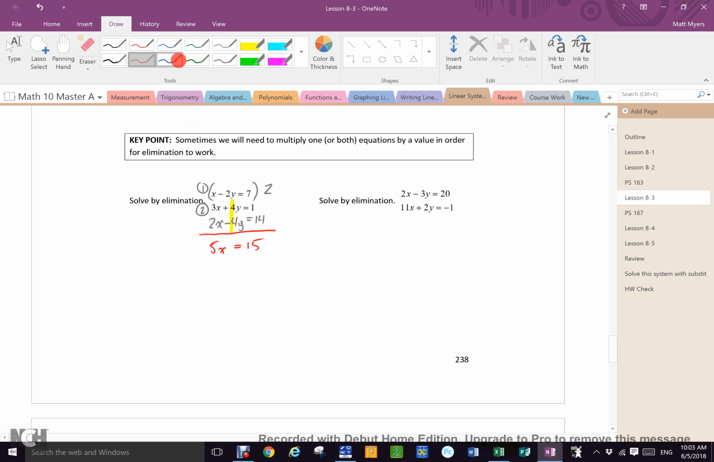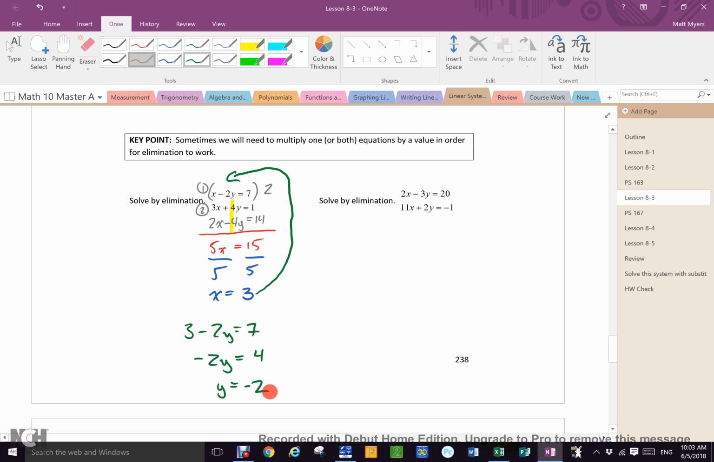Then I will solve for x because I have eliminated one of my variables. So I will divide both sides by 5 and x will equal 3. Once I have x equaling 3, I can take that x and put it anywhere I want up there. I am going to use the first one. 3 minus 2y equals 7. Negative 2y equals 4. Y equals negative 2. Then I know my ordered pair, which is 3 and negative 2.